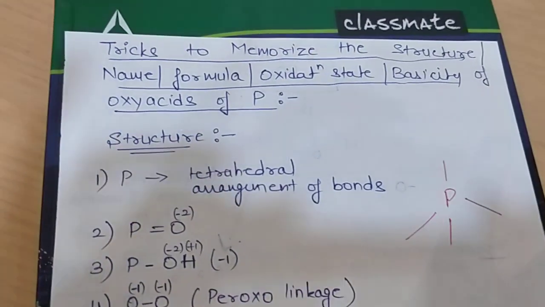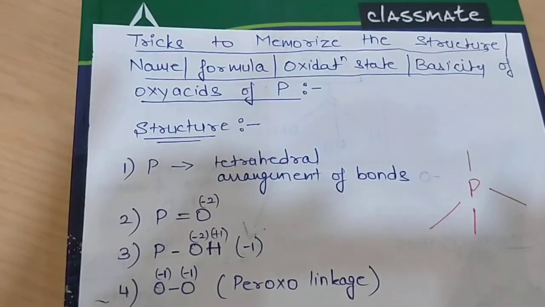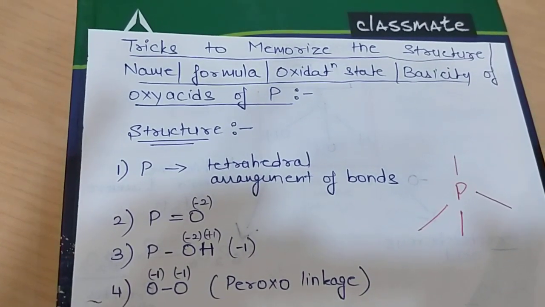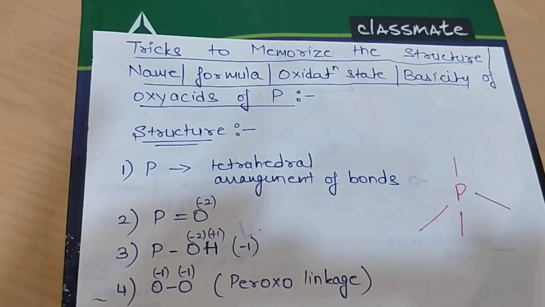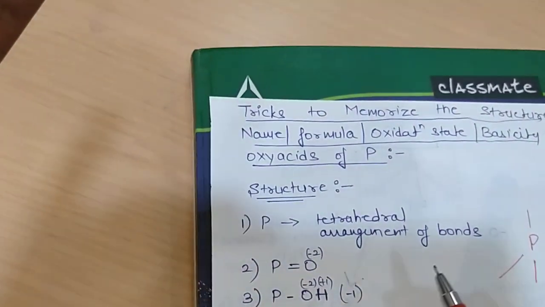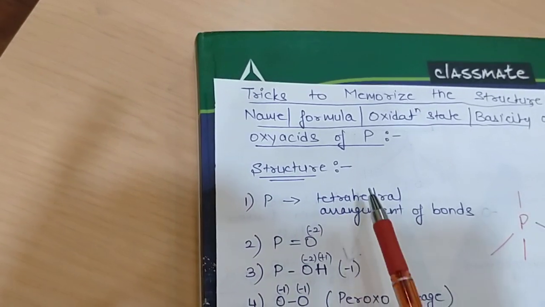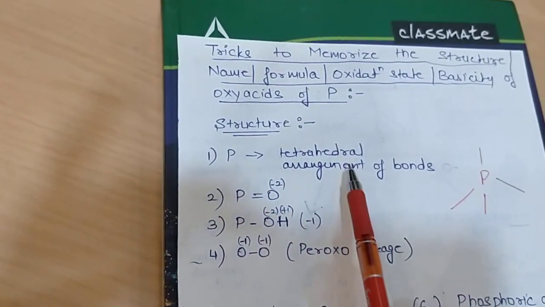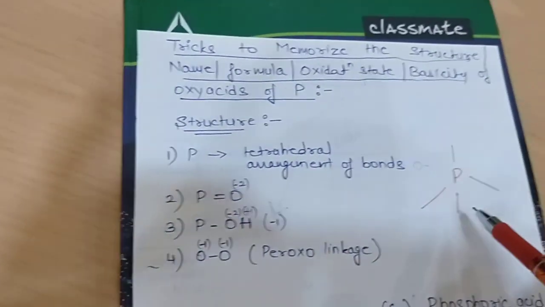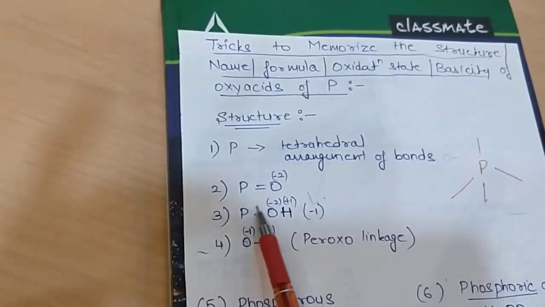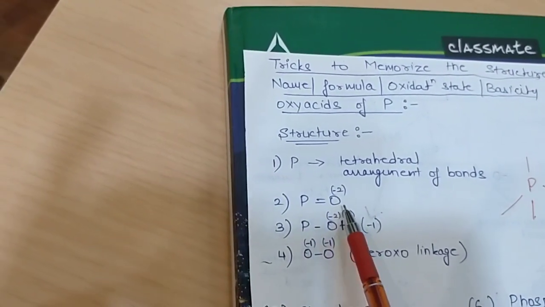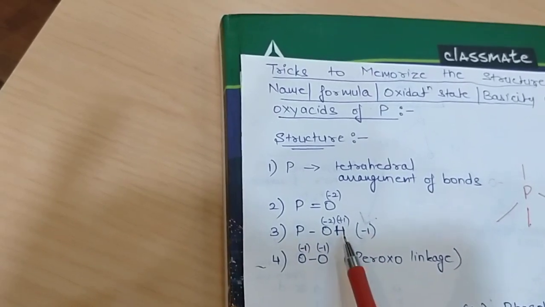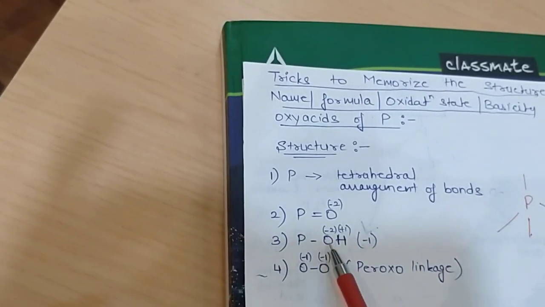Hello students, in this video we'll be learning the tricks to memorize the structure, name, formula, oxidation state, basicity and the corresponding anhydride of oxyacids of phosphorus. As we have already discussed, in the structure of oxyacids of phosphorus, phosphorus has a tetrahedral arrangement of bonds around it. Also there is mandatory presence of one P double bond O. There should be one P-OH linkage, due to which it is called an oxoacid.